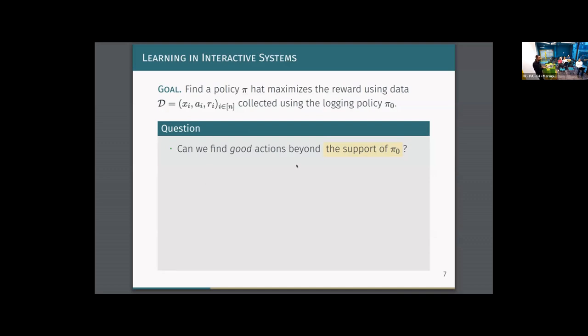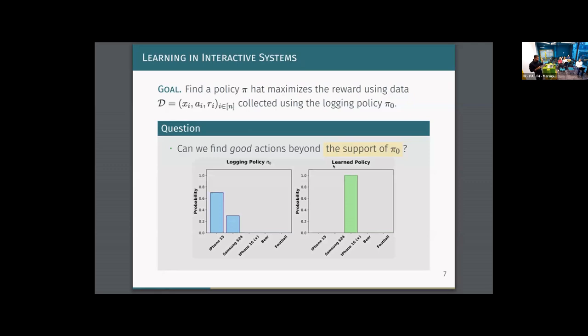So this is the setting. This is what we want to do. And the main question is, remember that the recommended products are the ones chosen by Pi0. So if Pi0 only chooses 100 products from a catalog of 1 million products, our data will only contain these 100 products. And the question that we ask ourselves is, can we find good actions beyond the support of Pi0? We define the support of Pi0 as the actions, the products recommended by the current strategy. And the question is, can we go beyond that?